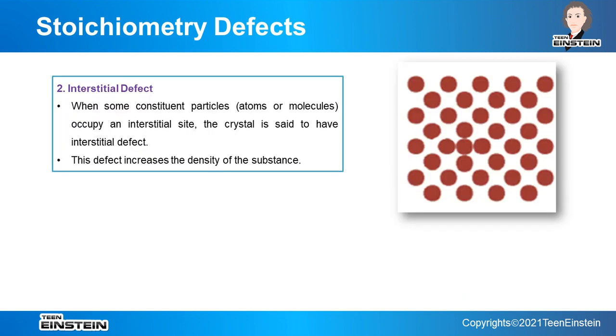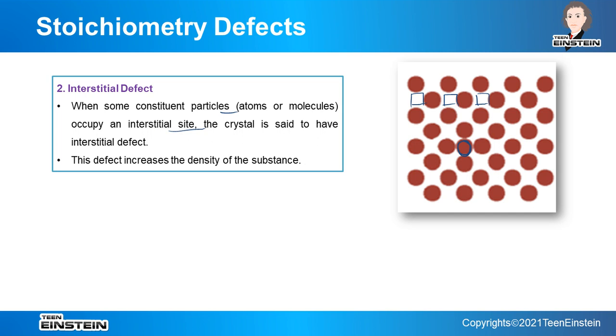Interstitial defect. What an interstitial site is, we have already seen. In this picture, all these positions are actually interstitial positions. Here you can see one particle is present at this position, but this is not its natural position where it should be present. It is not its natural position, but still it is present. That is why it is a defect. So when some constituent particles occupy an interstitial site, we say that an interstitial defect is present.